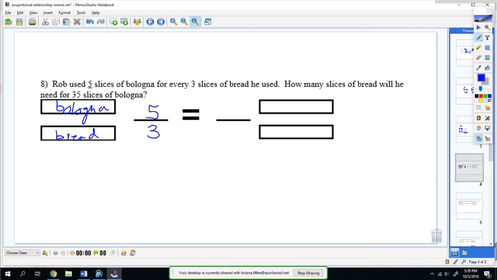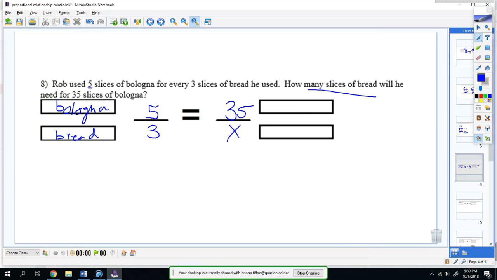So the reason why I label it is because my other side has to match. So bologna's on top, so it means on the other side bologna has to be on top, and then the bread has to be on the bottom. So it says how many slices of bread? Well, since I'm looking for that, that's going to be the x. And then 35 slices of bologna will go on top.